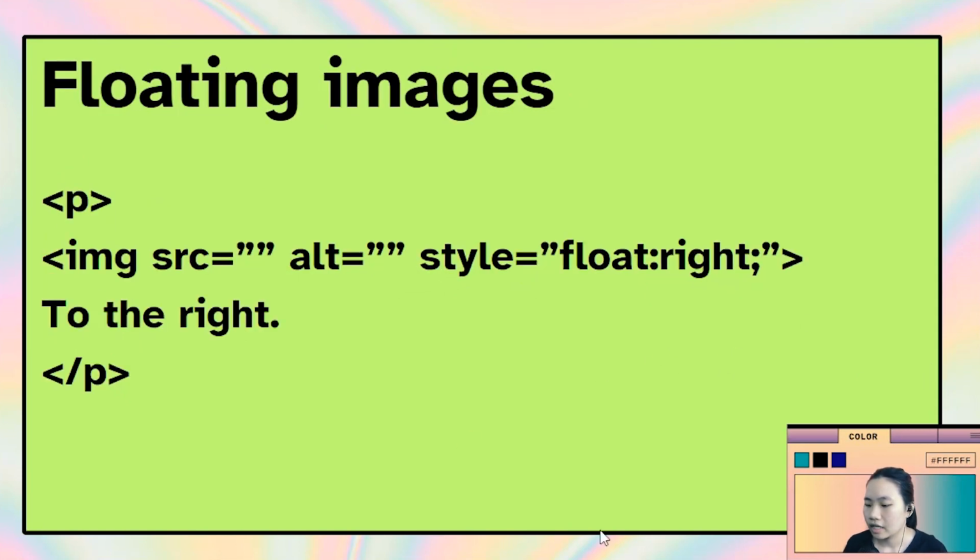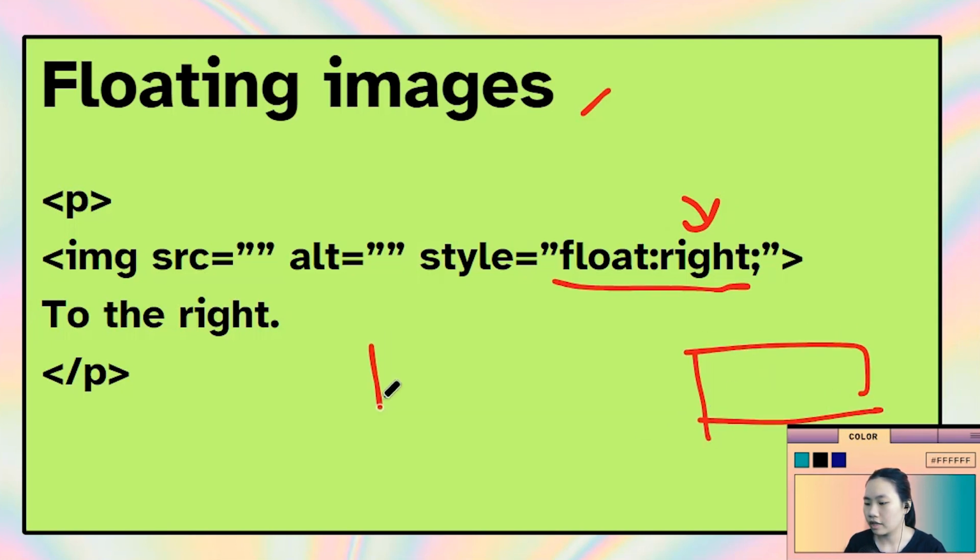All right. Last but not least, floating images. Floating images sounds kind of funny, but it really is all about alignment with the image. You can put it inside of style in the CSS. If you put float right, the image would just go to the right. If you put float left, it just goes to the left.